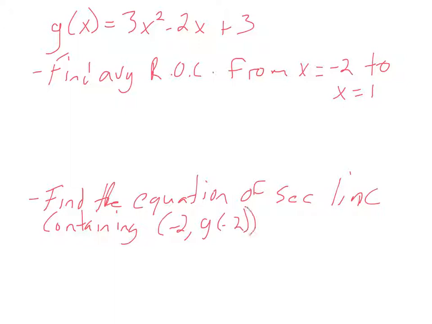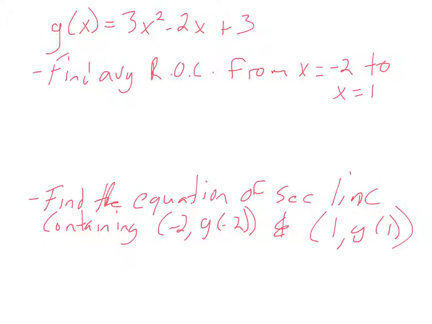So g of -2. And also the point 1, g of 1. So we see that these two questions are sort of connected to each other, right? The first one is what's the average rate of change of the function g of x from x equals -2 to x equals 1, and then find the equation of the secant line that contains those 2 points. So this is just the secant line over this interval, essentially.